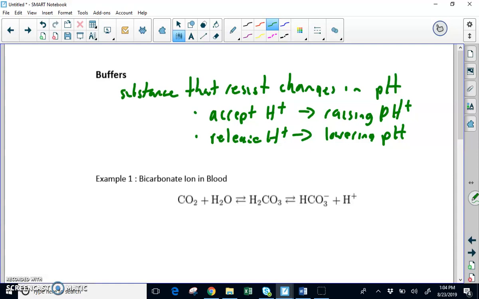Now here is an example of a buffer that works in the blood. If you remember the word homeostasis, that means to maintain something at an internal level, keep it the same. These double arrows mean that this reaction can go this way, producing carbon dioxide and water, or it can go this way, and this is called carbonic acid, and this is called bicarbonate ion. You want to maintain the pH of your blood, which is slightly acidic, at around 5.5.